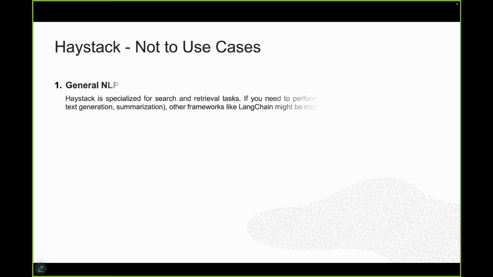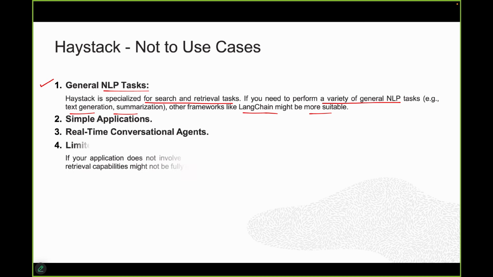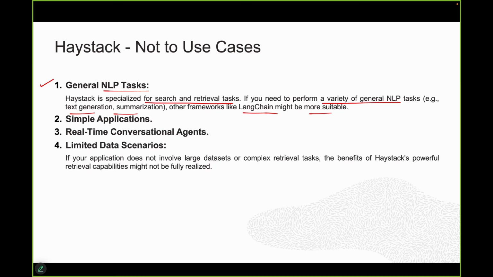Haystack not to use cases. When you are dealing with general NLP tasks, it's not recommended to use Haystack because Haystack is specialized for search and retrieval. If you need to perform a variety of general NLP tasks like text generation, summarization, or other things, then another framework like LangChain might be more suitable. Or simple applications, or real-time conversational agents, or limited data scenarios. In any of these cases, you prefer not to use Haystack. LangChain might be better in such cases.